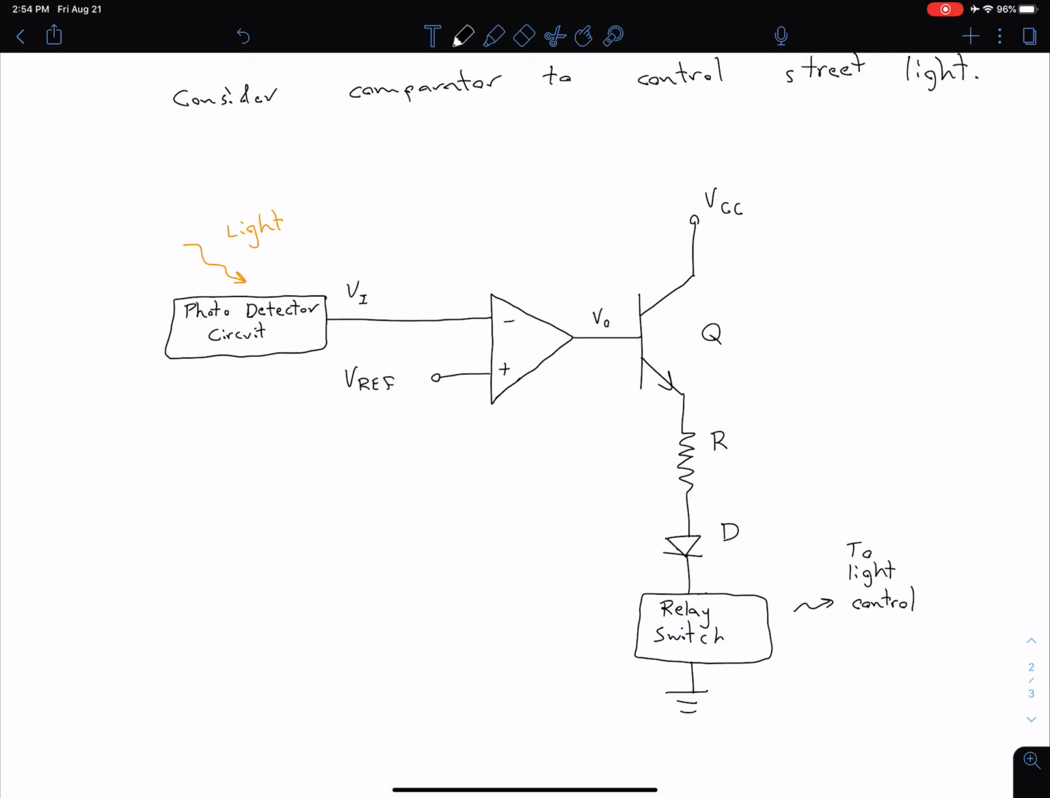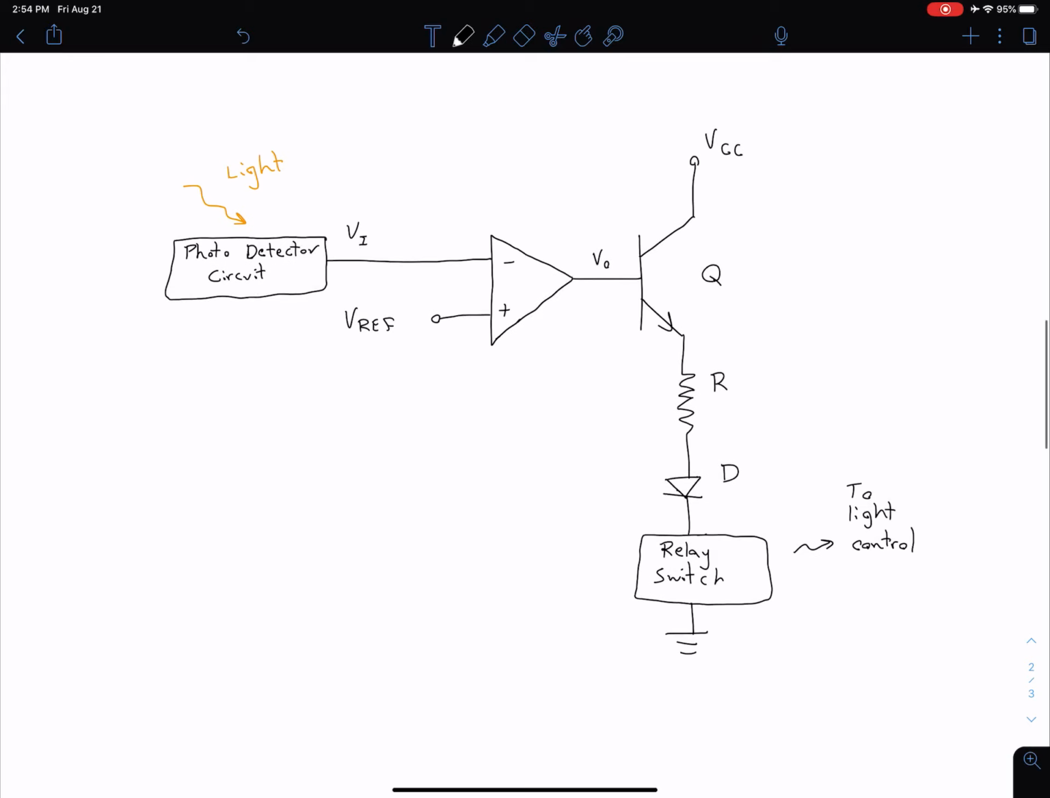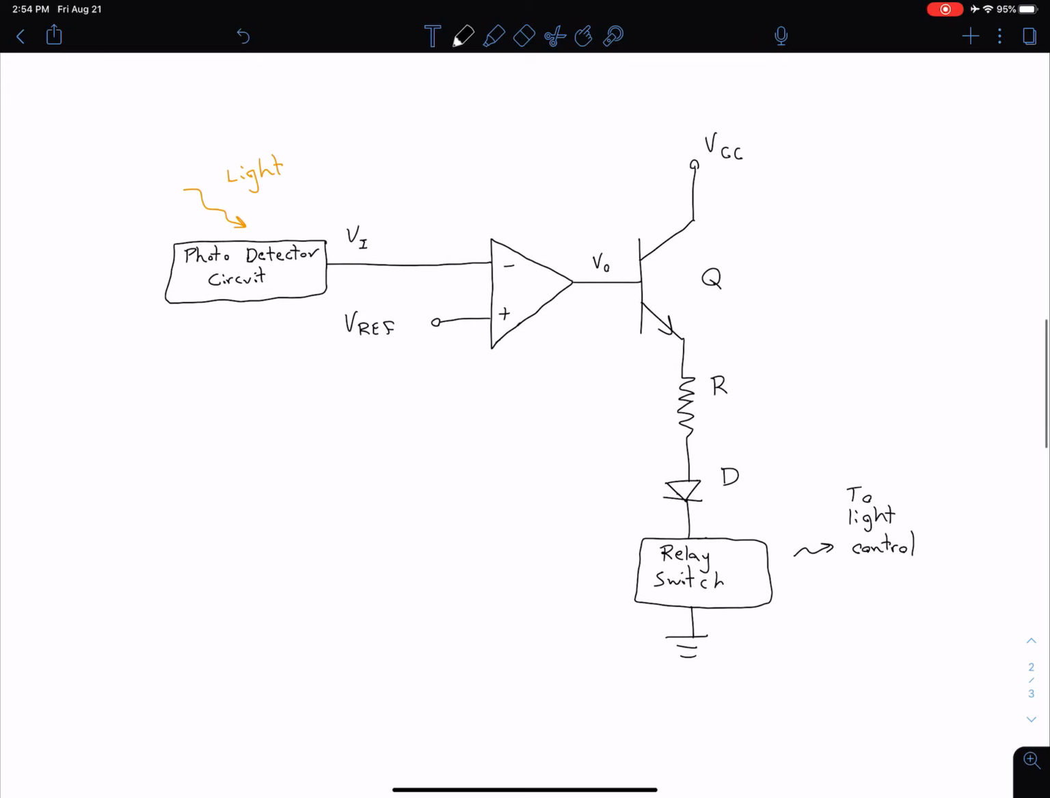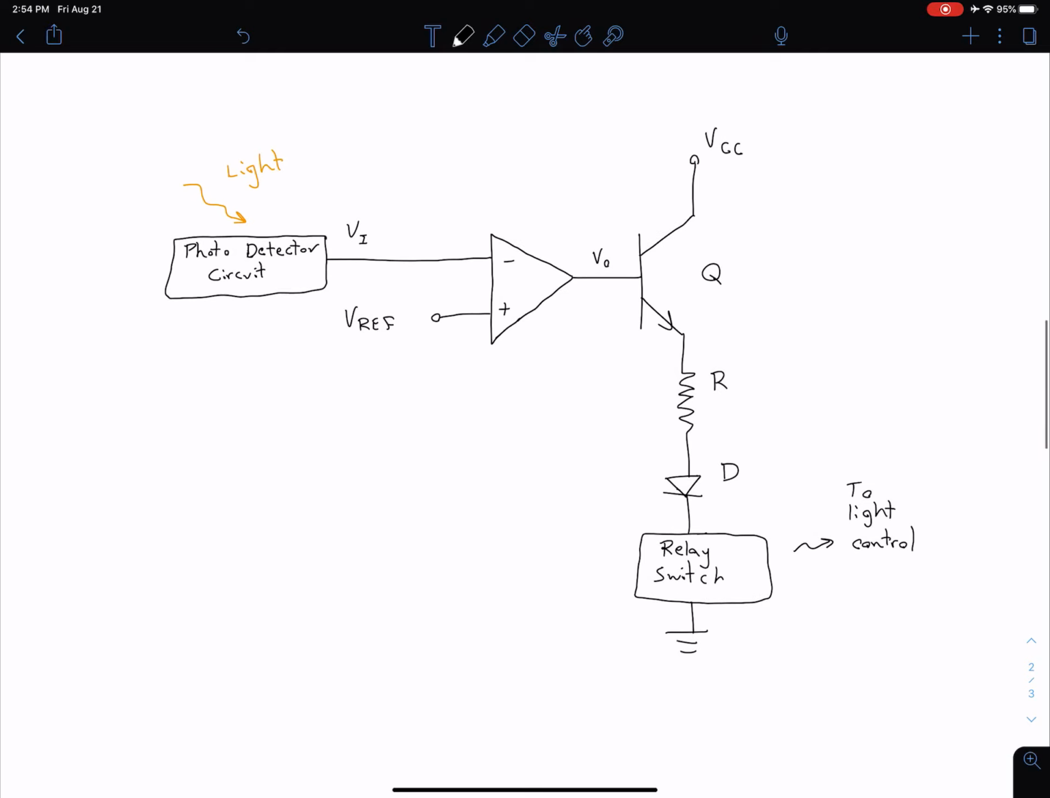So now we notice the output is connected to the base of a BJT transistor. And on our transistor, off the emitter, down here in the bottom, we have a resistor, a diode, and a relay switch, which is going to our light control. Basically how this is going to operate is that if we have current through this relay switch, we're going to turn the lights on. If we don't have current, we're not going to turn them on. Of course our resistor is going to be helping us bias that transistor and to help us limit current. And then our diode is included here to prevent reverse breakdown of our BE junction.